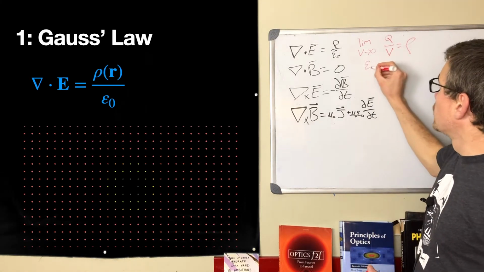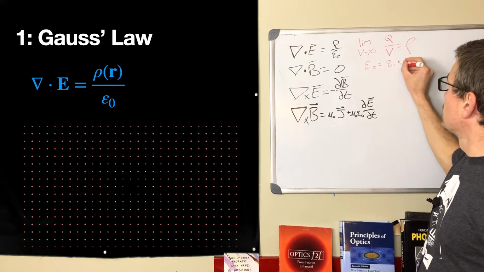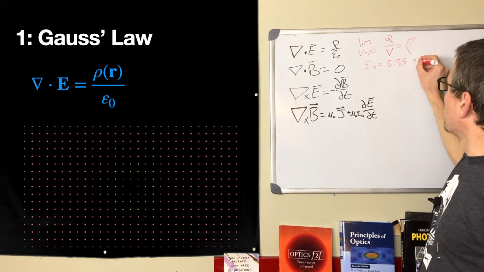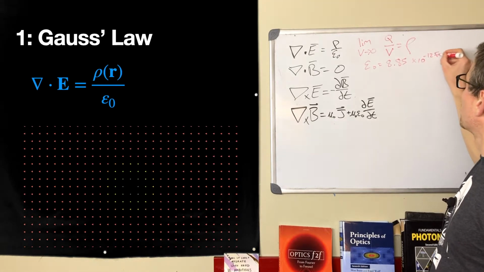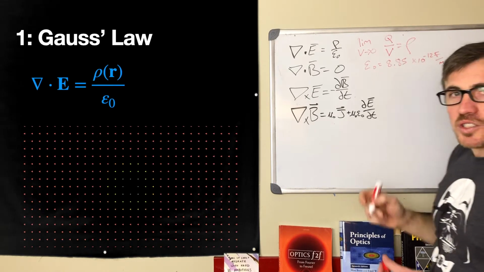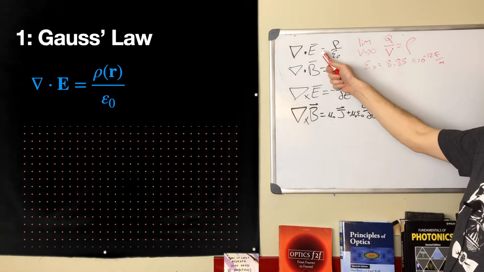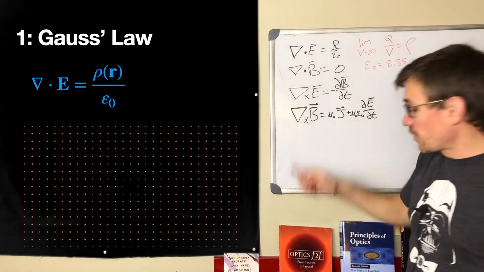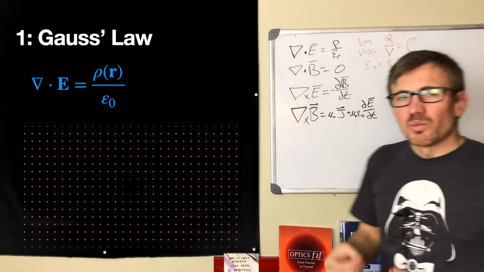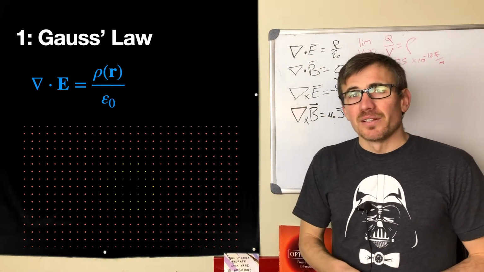And epsilon is just a constant, the permittivity of free space, 8.85... times 10 to the minus 12 farads per meter. Don't worry so much about that right now. This is the important thing. It tells us that the divergence of the electric field at a point is equal to really the charge contained in that point. Okay?